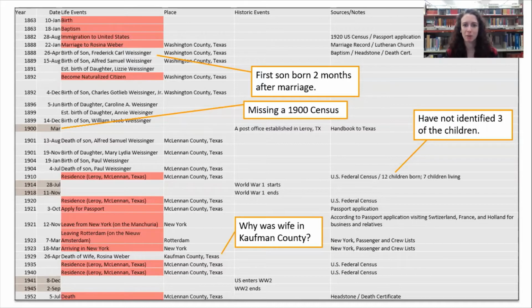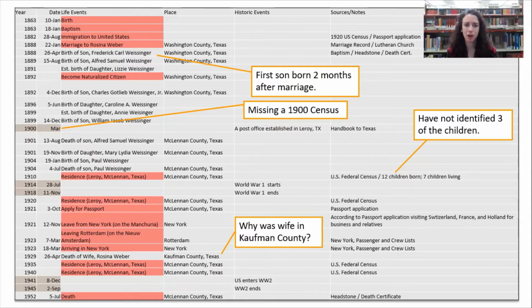It also became apparent that I was missing a 1900 census. So I had thought I had found all of the census records for this ancestor, but once it was in a timeline, I realized I had never actually found them on the 1900 census. It also allowed me to realize that on the 1910 census, it said that they had had 12 children born and only 7 were still living. And I realized there were 3 children that I had never identified.